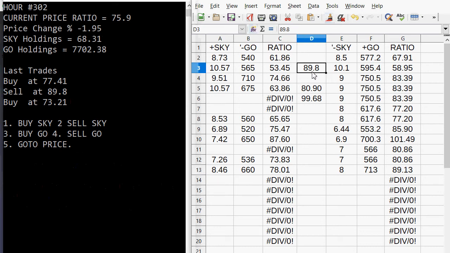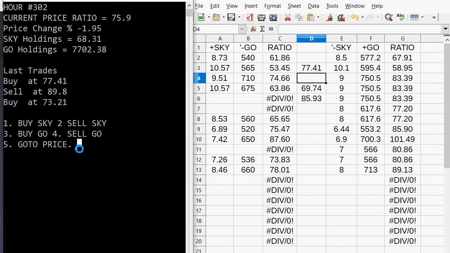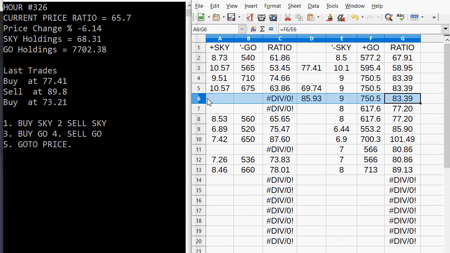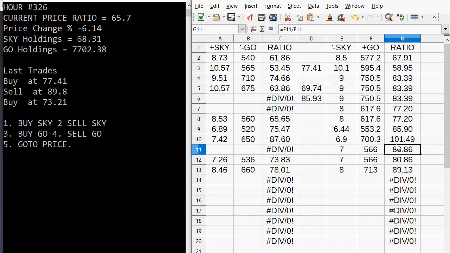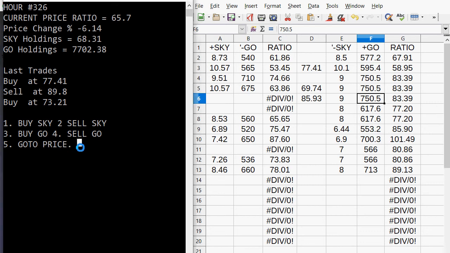We're on hour number 302. 77.41. Last trade. Okay, lowest price is 69.74. Highest is 85.93. That brings us to 65.7 on hour 326. So let's take care of this one here. That's the highest one that's pending back because this is 80.86. This is 77.